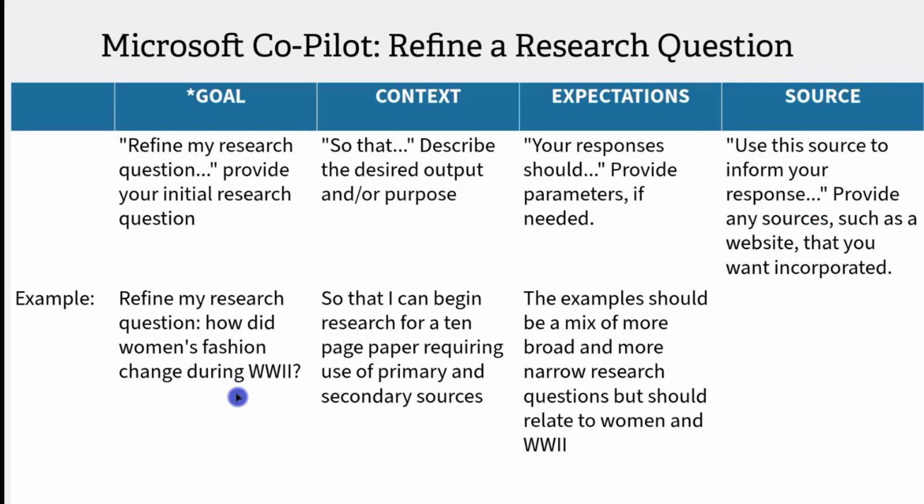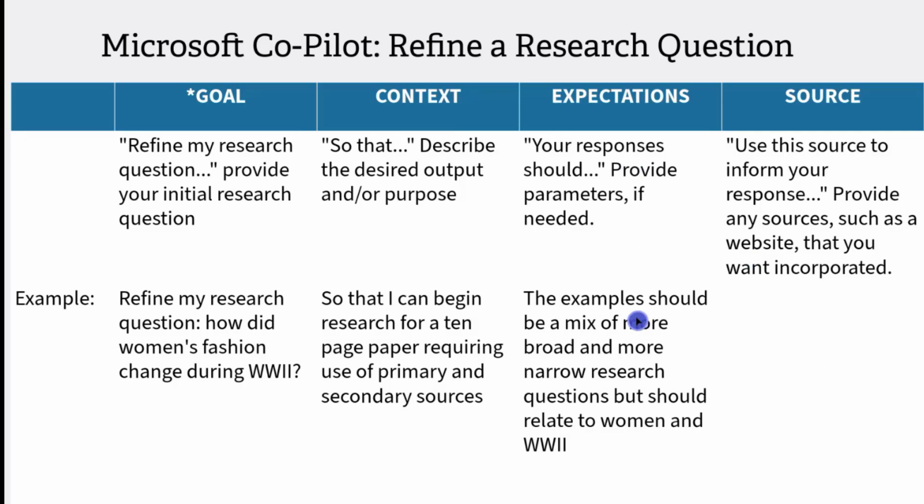So how you do this with refining a research question. You would put as your prompt all of these pieces together. Refine my research question. How did women's fashion change during World War II? So you have this general idea that you want to do something with women's fashion and World War II, but you're needing some more ideas. You're kind of stuck. So the context is so that I can begin research for a 10-page paper requiring use of primary and secondary sources. So you're giving it a little bit more context for how you're going to use their suggestions.